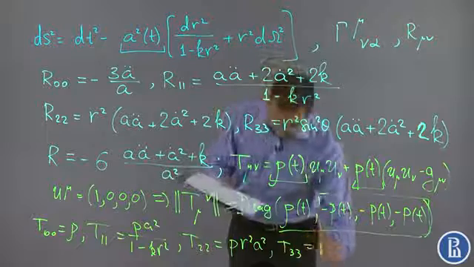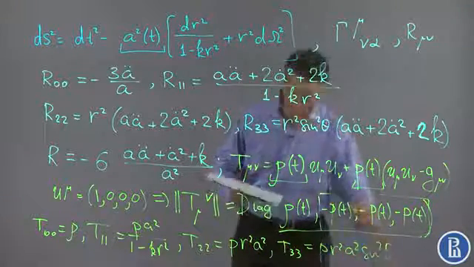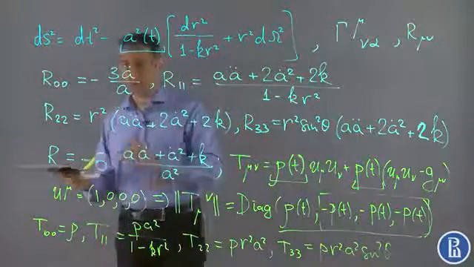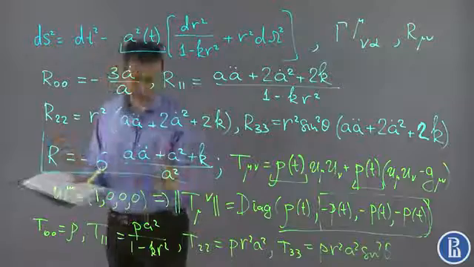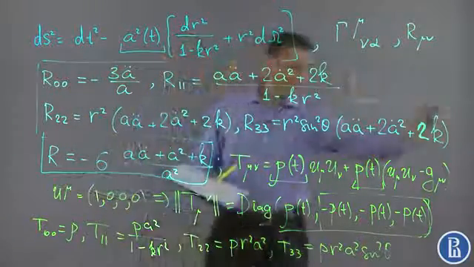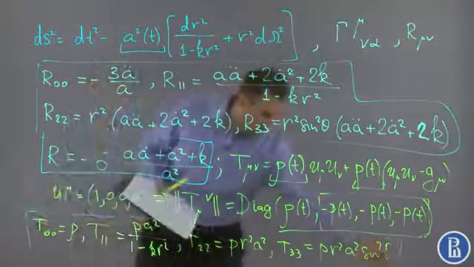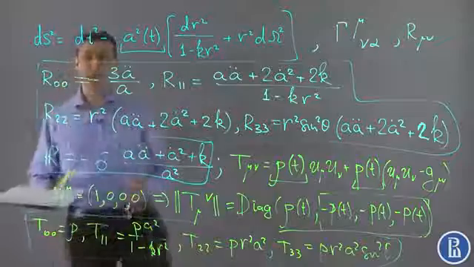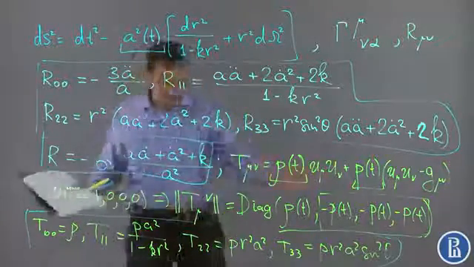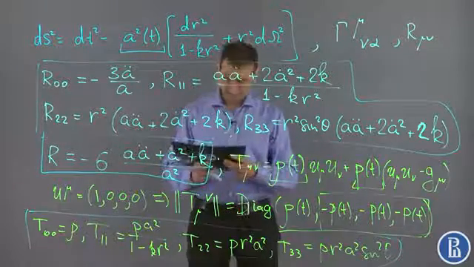T33 is equal to p r squared a squared times sine squared of theta. So we're going to use these formulas, this expression, the expression for the Ricci tensor, and the expression for the energy momentum tensor, plug them into Einstein equations, and look for the solutions which follow from the Einstein equations.